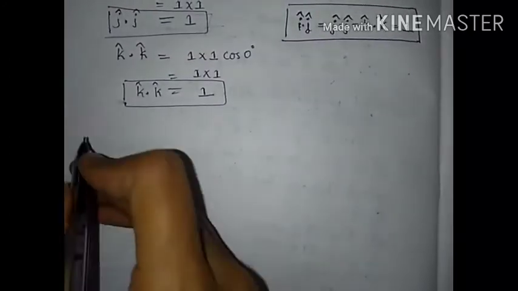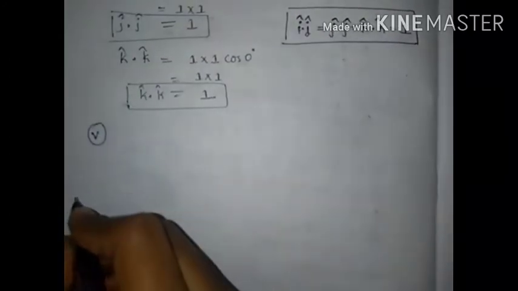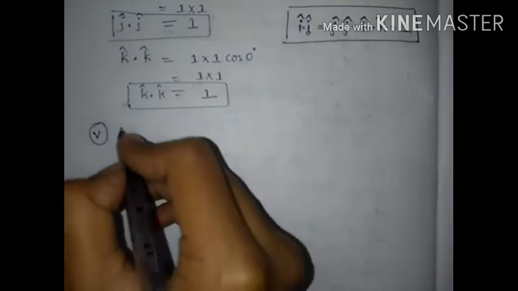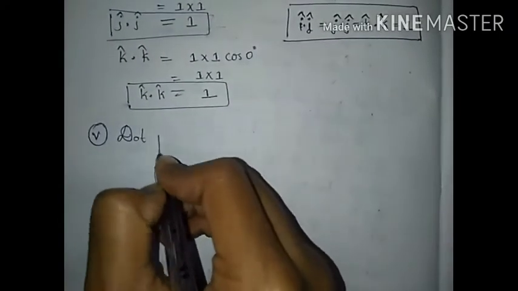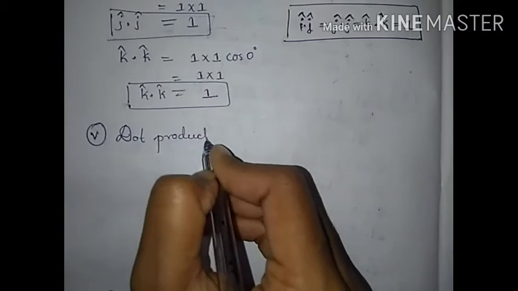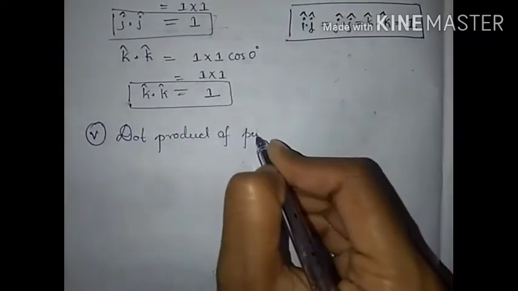Now let us move to the fifth property of the scalar product, that is the dot product of perpendicular vectors.